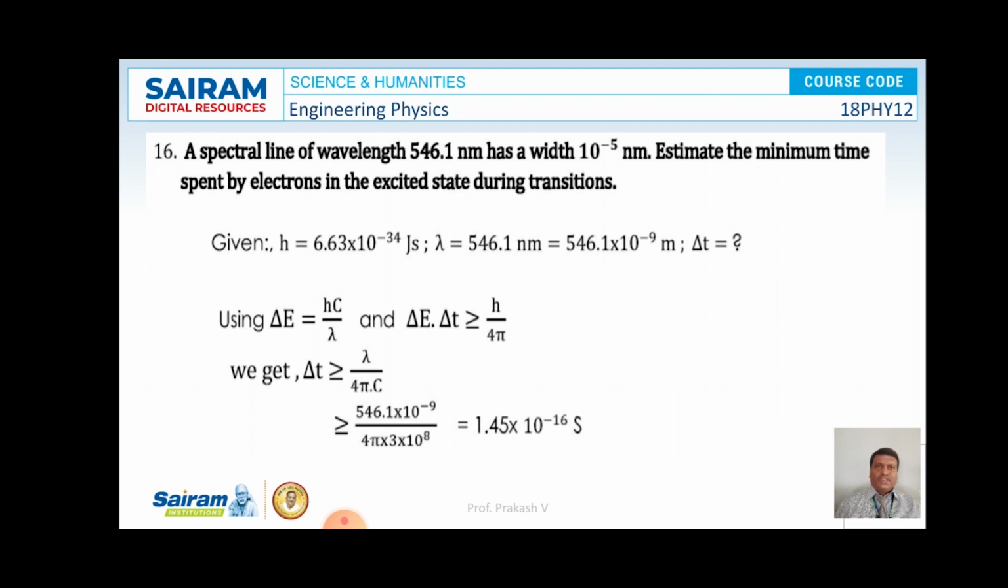So we know that delta E is equal to hc by lambda, and from Heisenberg uncertainty principle, delta E into delta t is greater than or equal to h by 4 pi. Therefore delta t is greater than or equal to lambda by 4 pi c. So substitute the value of lambda and c here. So that is 546.1 into 10 to the power minus 9 divided by 4 pi into 3 into 10 to the power 8. So on simplification, the value of delta t is found to be 1.45 into 10 to the power minus 16 seconds.